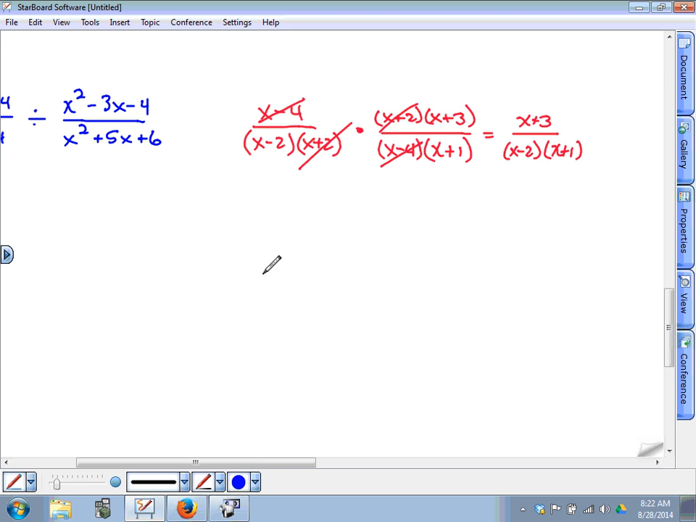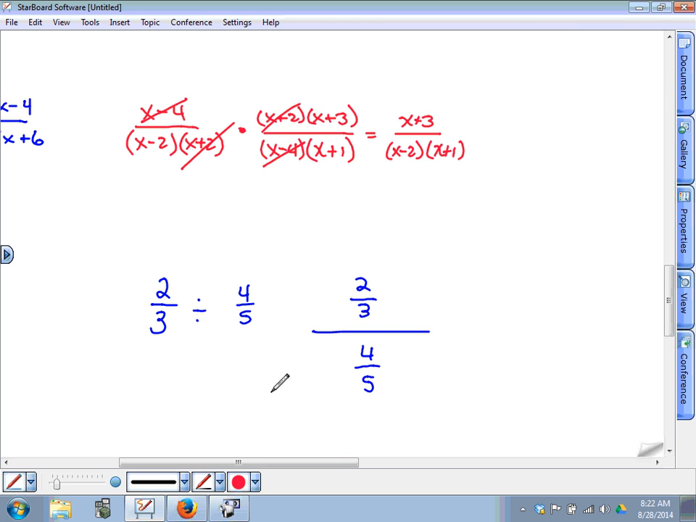Let's take a look at this problem. Let's use numerical values instead of algebraic values. If I asked you to do 2/3 divided by, I don't know, 4/5, could that not be written like this? You tell me yes or no. Could that be written like that? It could be, right?